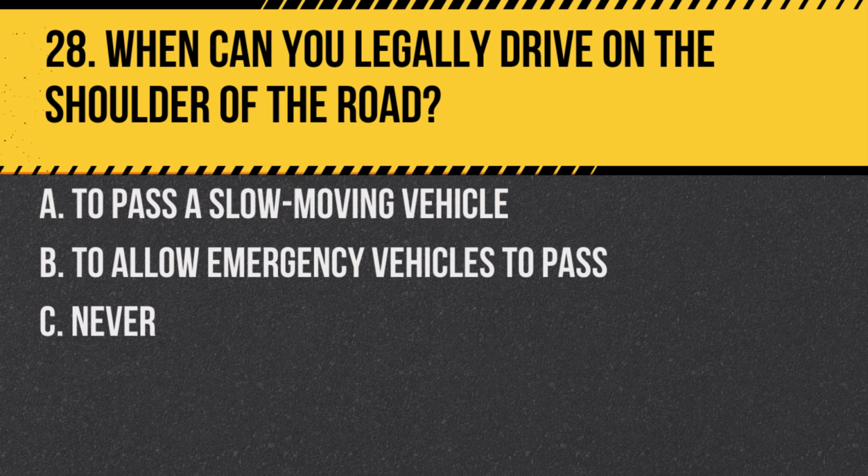Question 28. When can you legally drive on the shoulder of the road? A. To pass a slow-moving vehicle. B. To allow emergency vehicles to pass. C. Never. Answer: B. To allow emergency vehicles to pass. Generally, driving on the shoulder is prohibited, except to make way for emergency vehicles.